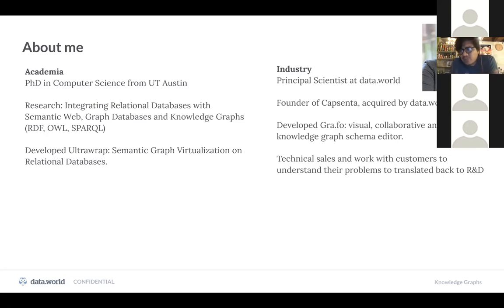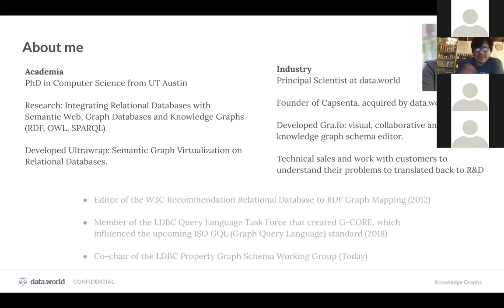With my industry hat on, I do technical sales, but one of the things I like to do is talk to customers and understand their real pain points, the real problems that they have. Understand what is science, what is engineering, and if we identify problems that could be science, how can we translate them back and have this closed loop? Over the years, I feel that I'm trying to build these bridges between academia and industry.